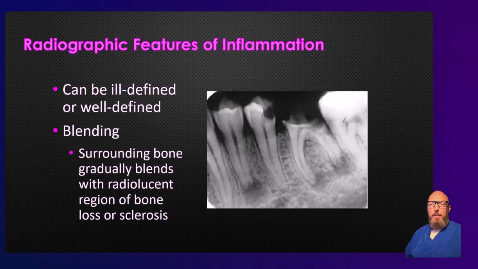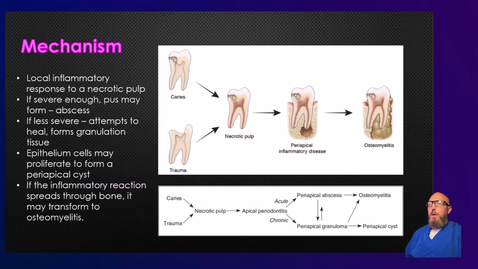It's more sclerotic, meaning it's more opaque, it's more white. And so typically, as I said, you'll see both of those. When the inflammatory lesion just starts, it usually starts more as an acute thing, and the lesion is more just radiolucent.